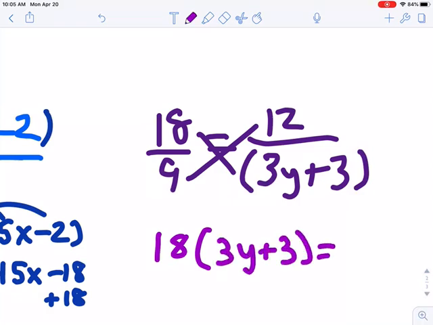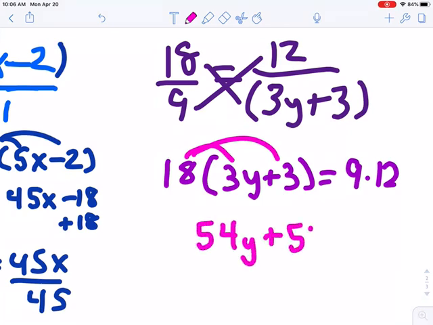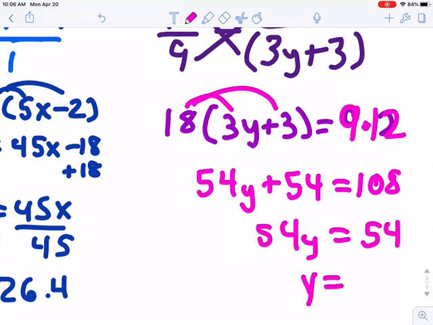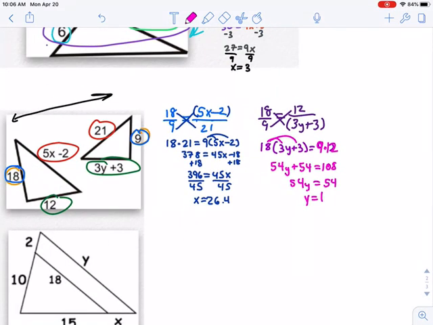All right, same kind of thought process. Distribute: 18 times 3 is 54y plus 54. This is a little sloppy. That says 9 times 12. 9 times 12 is 108. And you subtract 54 from both sides, you're going to get 54y equals 54, or y equals a very famous number, 1. Okay?